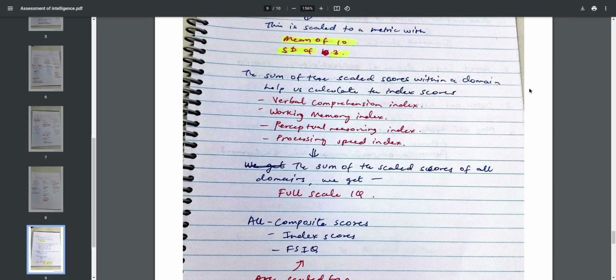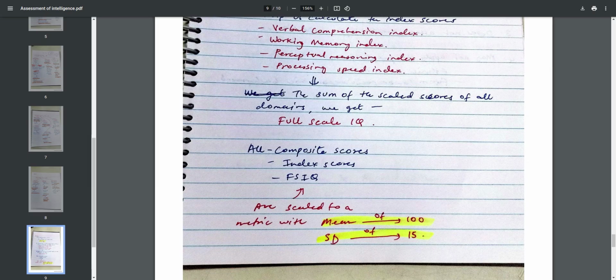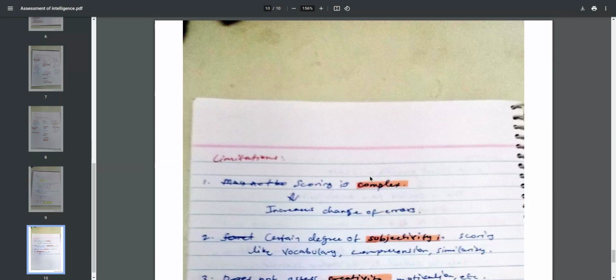Then all the domains, the verbal comprehension, working memory, perceptual reasoning, processing speed, they are all domains. Once you get the scores of all the tests under it, you will find the sum of the scores for that particular domain, and that helps us calculate the index scores. So verbal comprehension index, the score of the entire domain. Then when you sum up the scores of all domains, we get full scale IQ, it's the entire IQ. When you combine full scale IQ with composite scores and index scores, you have to scale it again to a metric with a mean of 100 and a standard deviation of 15. So this is also again factual detail you have to remember.